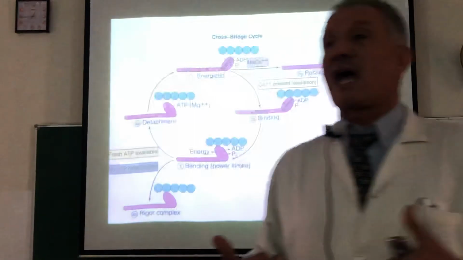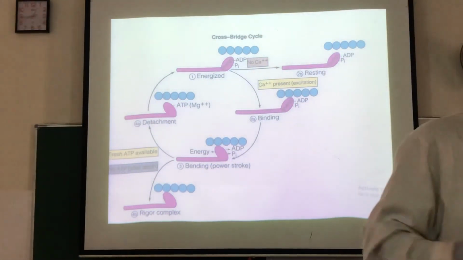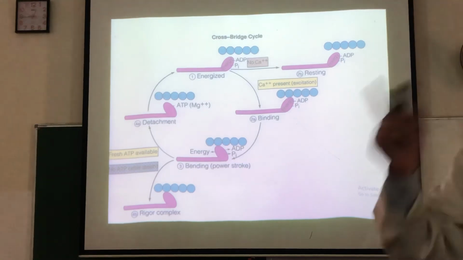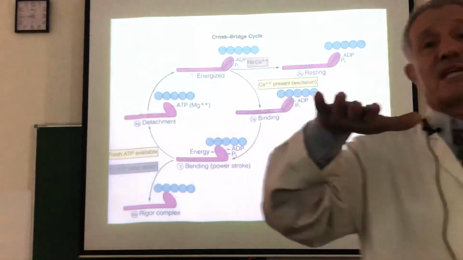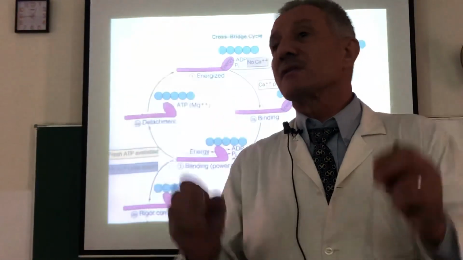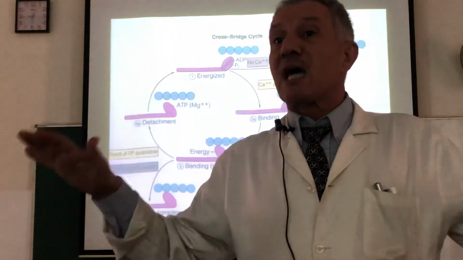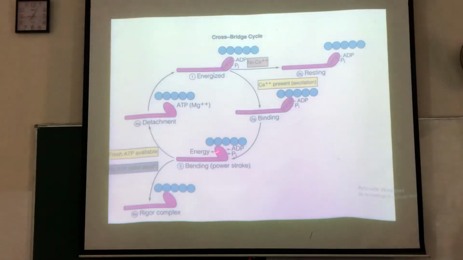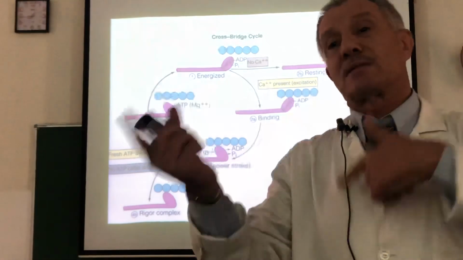But that new interaction takes place only if you have a high calcium concentration. If you still have high calcium concentration, you get that cycle again and again. If you have low calcium concentration, what happens? Everything stays in that position. No interaction between thick and thin filaments, and the muscle is in relaxation actually.